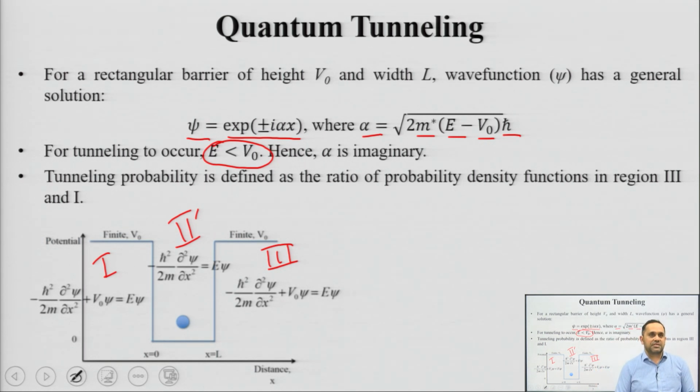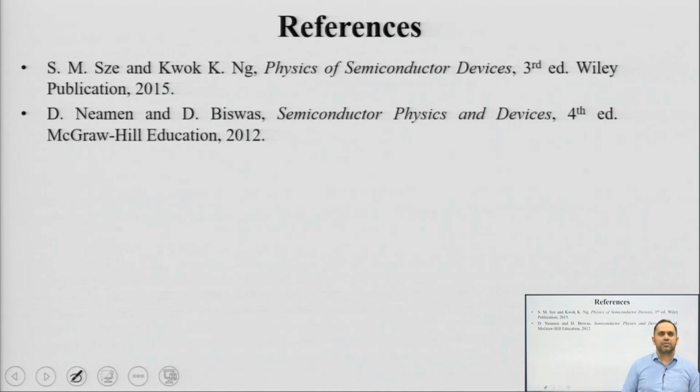Many modern devices work on the principle of tunneling. You can have tunnel diodes, and you can have tunnel FETs which work, and it is only quantum mechanics which is able to define this phenomenon, where electrons, instead of surmounting a barrier, can pass through a barrier. And this is the phenomenon of quantum tunneling.